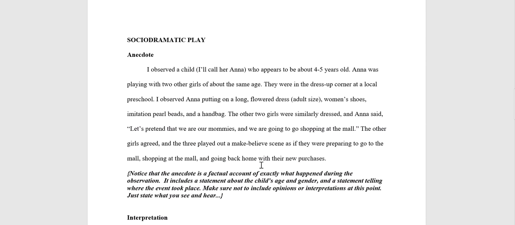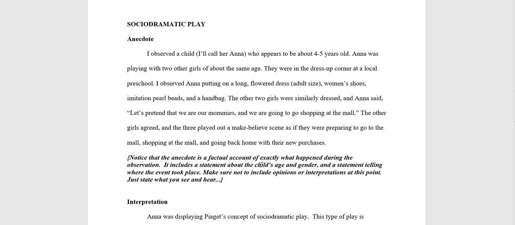So I don't have the header included, but here's a sample of sociodramatic play. Below the sample, I included some notes of what is happening within the anecdote. It's a factual account of exactly what happened. It includes a statement about the child's age and gender. It tells us where this event took place, and it does not include opinions or interpretations. It just states what was seen, what was heard, what was observed.